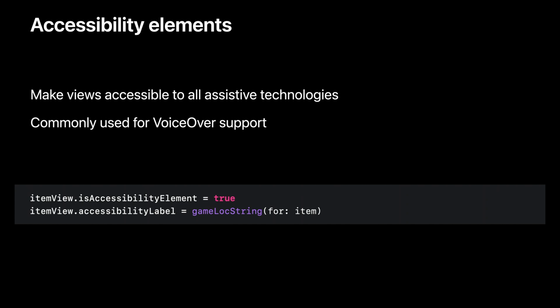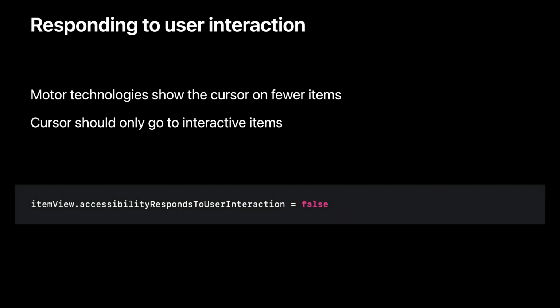However, if someone is a full keyboard access user only, then their cursor will also go to many items marked with isAccessibilityElement. In order to tell full keyboard access to skip this element, we need to add one more line. Here, you can see that we set accessibility responds to user interaction to false.